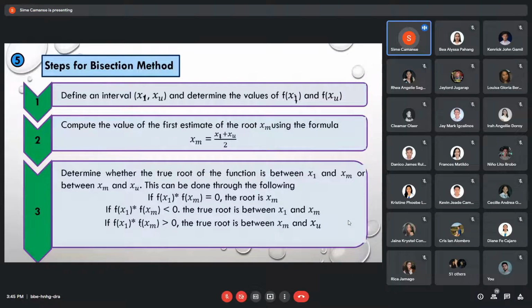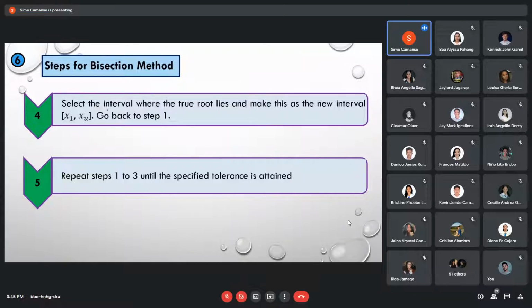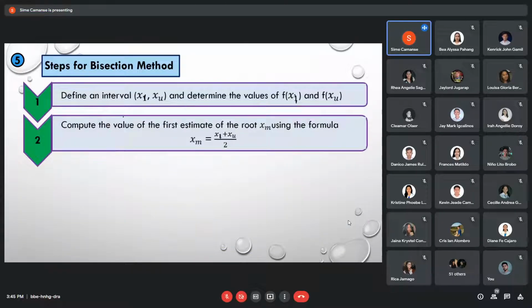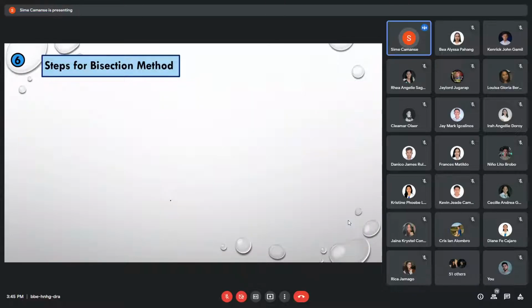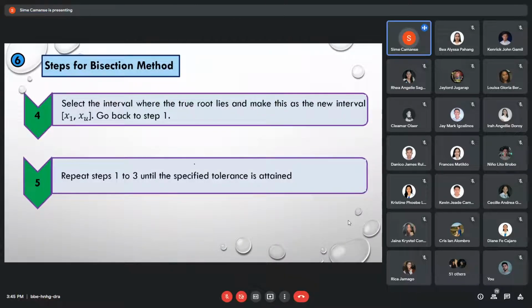Next, determine which side of the interval the true root lies, and select that interval. You now have a new interval. Depending on the change, you should still have a changing sign. Then you go back to step 1 again, substitute again, average again, and repeat until the specified tolerance is attained. The tolerance is what tells us when to stop repeating.